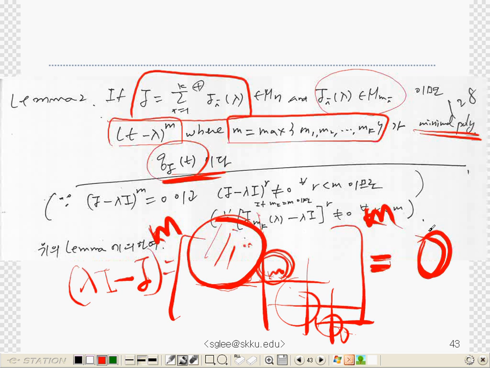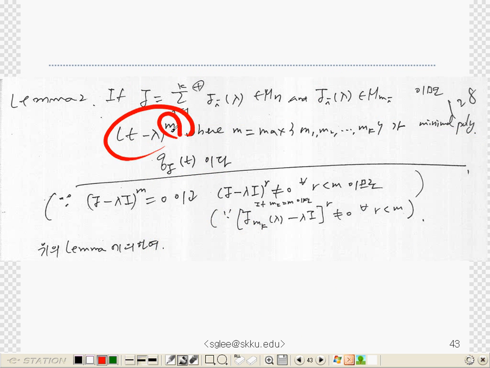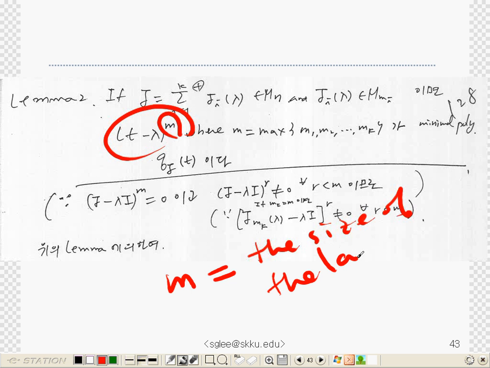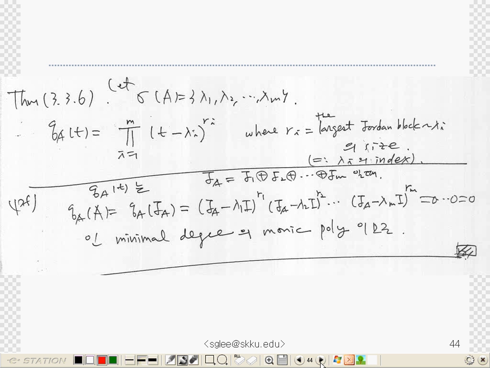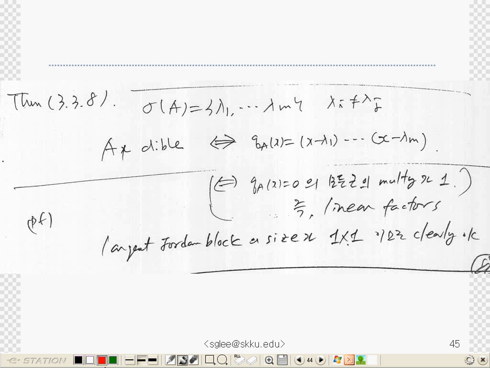So the power of the minimal polynomial is going to be the size of the largest Jordan block corresponding to the eigenvalue lambda. Do you understand? What this lemma says is this power m is the size of the largest Jordan block corresponding to this lambda. Okay? Because the smaller ones are gone before you reach that one. That's the first one. From here, we can have the following theorem.